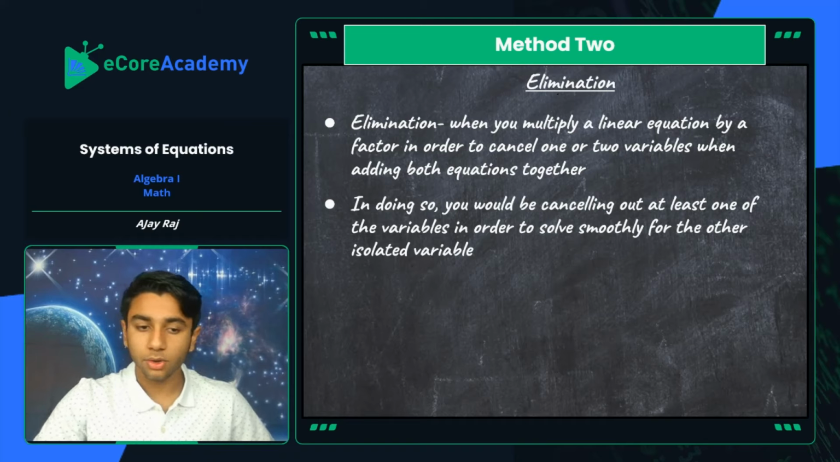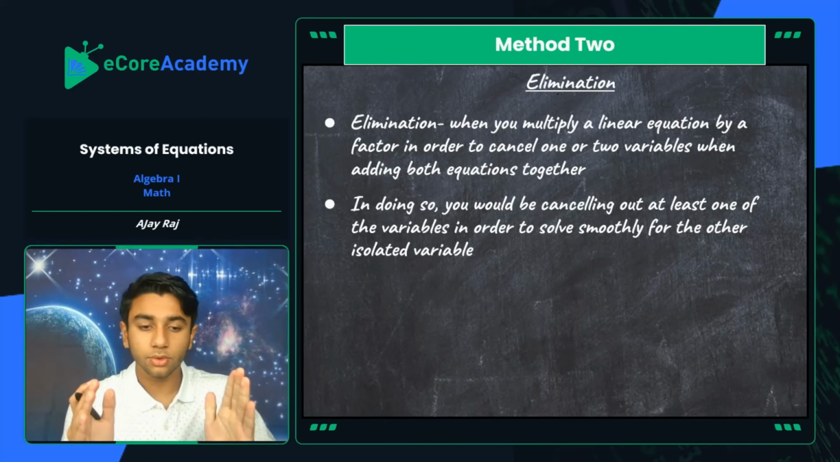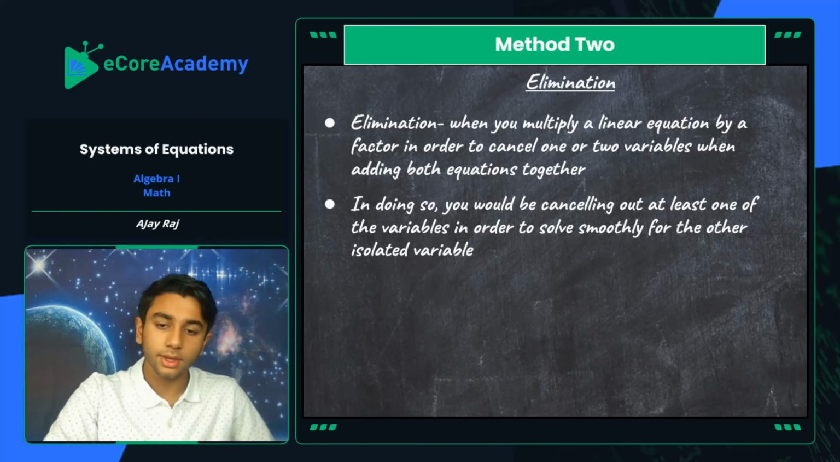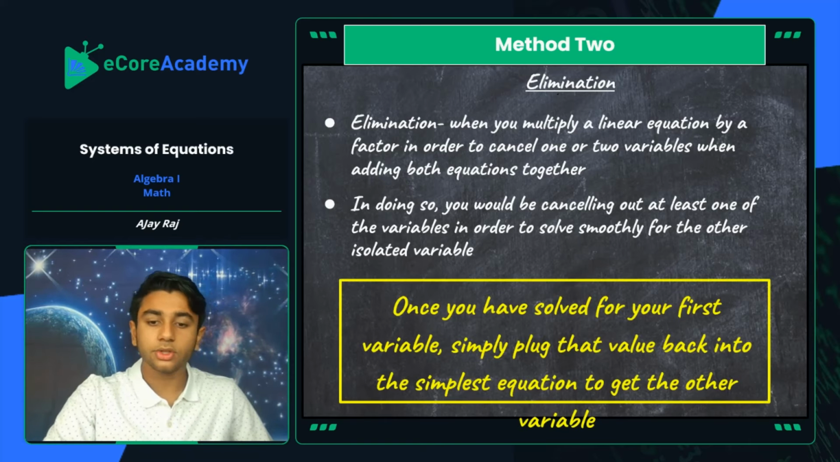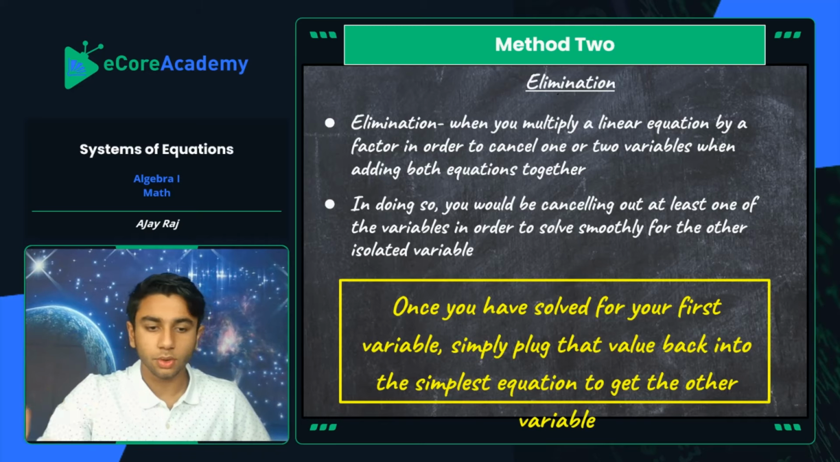And you might get infinite or no solutions, but I'll explain that at the end of the video. But once you do that, you'll have at least one of your variables canceled out, and you'll be able to solve smoothly for the other isolated variable, just like we did here. Instead of substituting it in, you're automatically canceling them out, and you're just solving a simple equation for one variable. And then obviously, once you solve for your first variable, you're going to plug that back into the simplest equation, whichever one's shorter, and you're going to get the value of the other variable in order to complete your solution set.